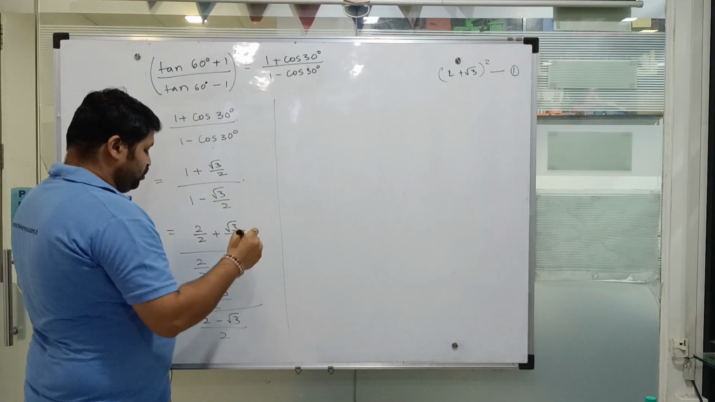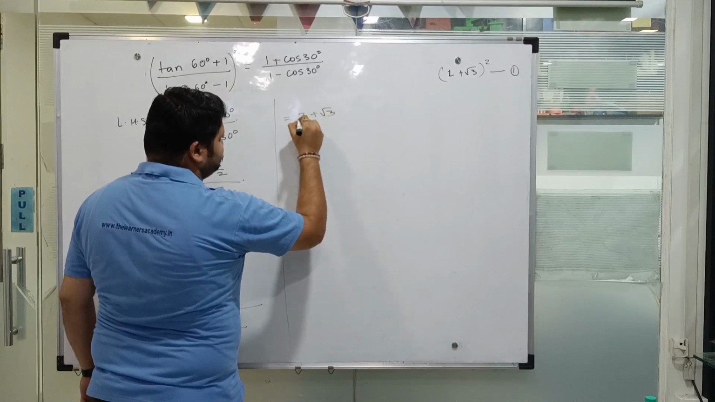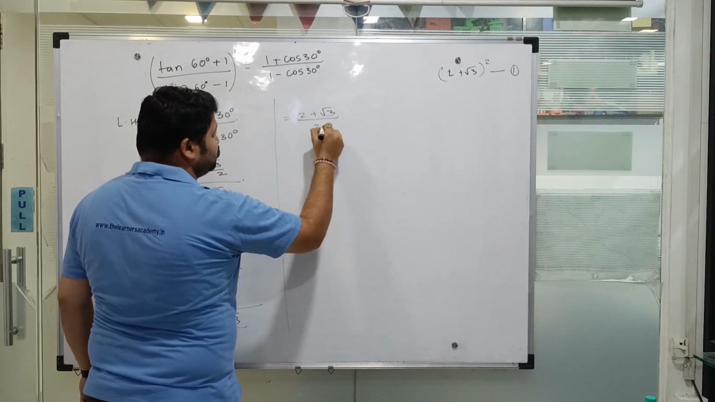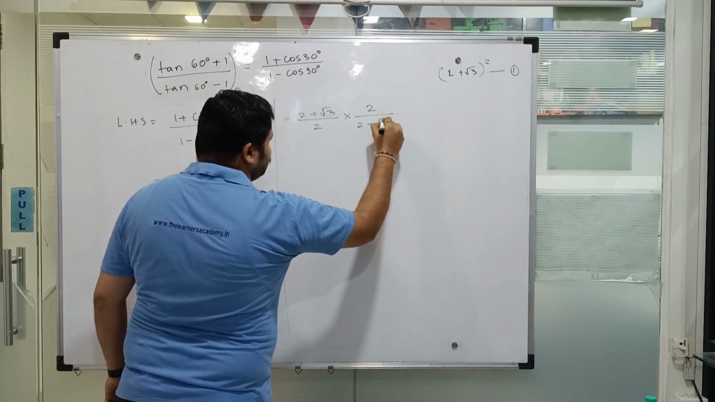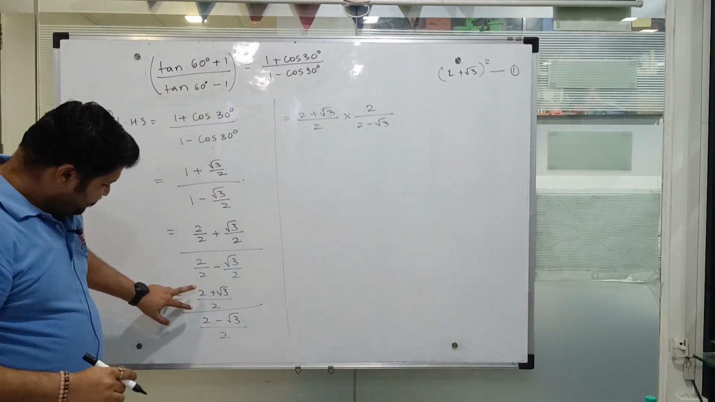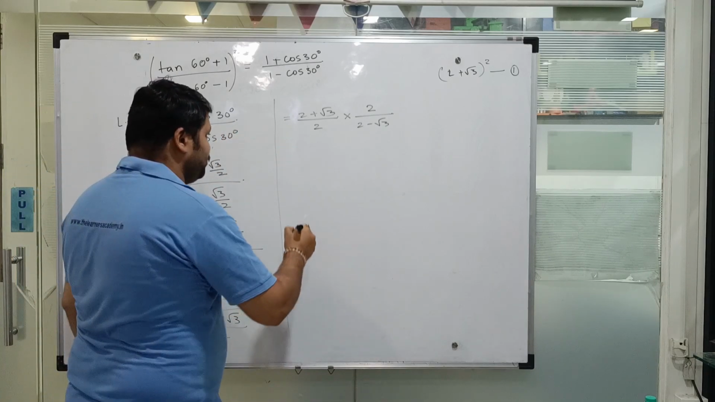So that is further equal to 2 plus root 3 divided by 2 multiplied by 2 divided by 2 minus root 3. Since we have to divide two fractions, we basically multiply by the reciprocal of the denominator.